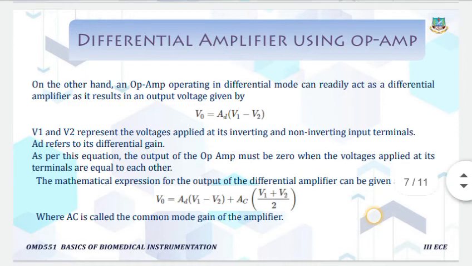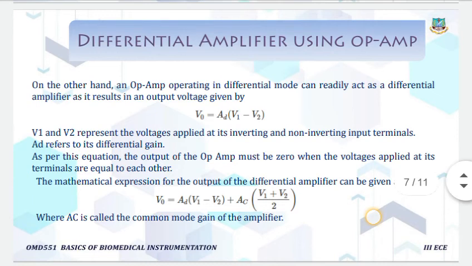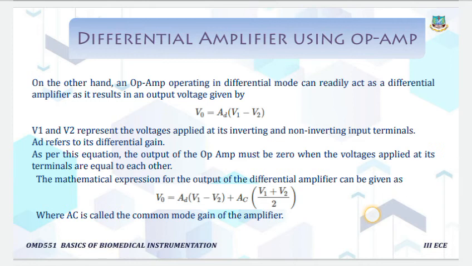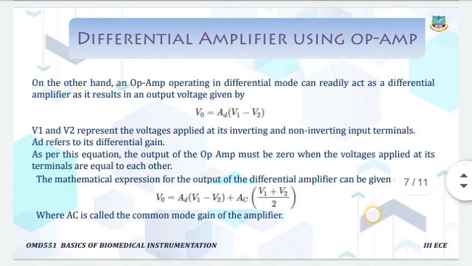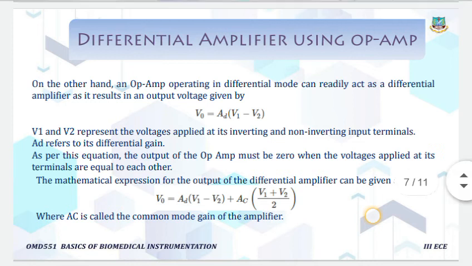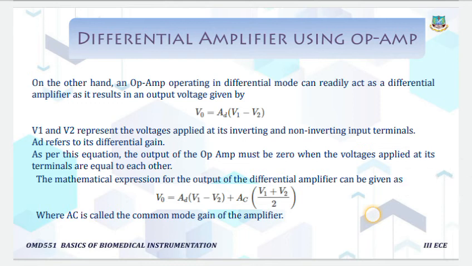What are V1 and V2? They are the input voltages applied to the inverting as well as non-inverting terminals. What is AD? That is the differential gain. So the output of this operational amplifier, V0, is equal to 0 when the input voltages are equal. If V1 is equal to V2, we can say the output V0 is equal to 0.